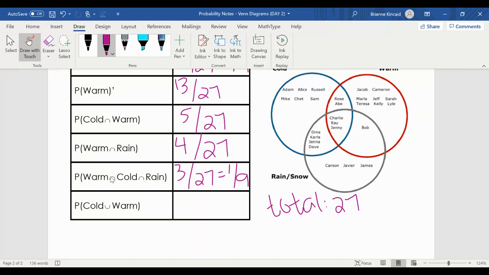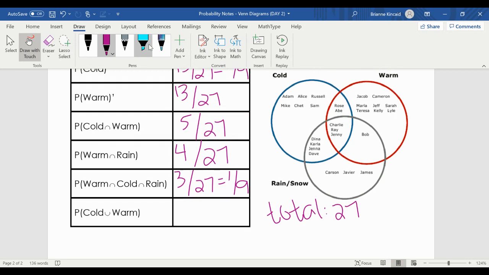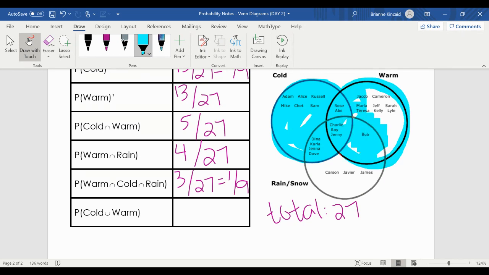Lastly, this symbol that we haven't seen in a little bit, U for union. That means everything that they both share. So I have everything in cold, this entire circle, and everything in warm. So basically, it's everyone in the class except for the 3 students who did not pick cold or warm for any option. Your probability in this case is 24 over 27, or 8 over 9.